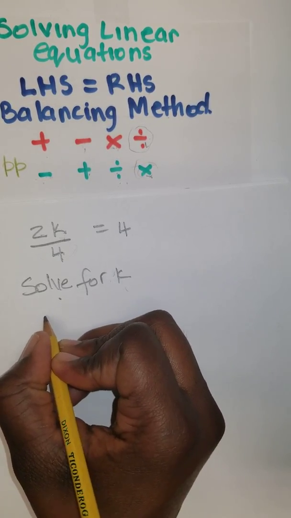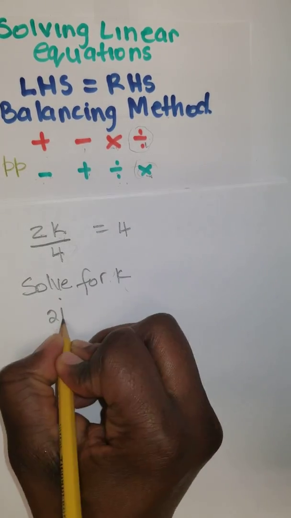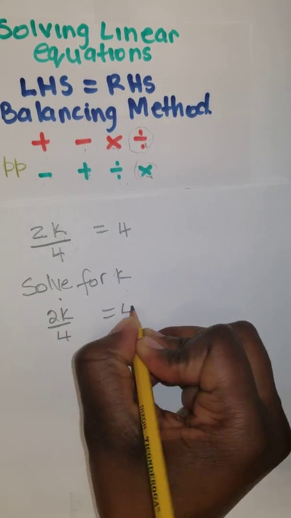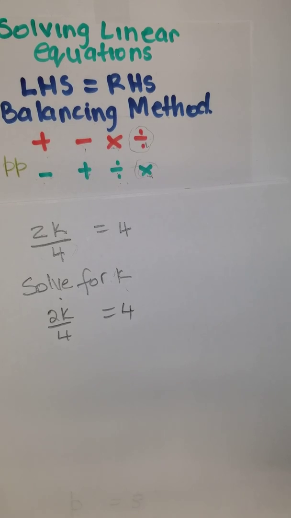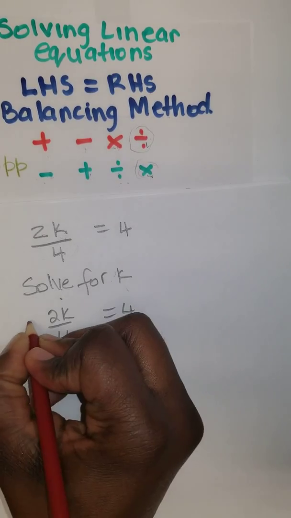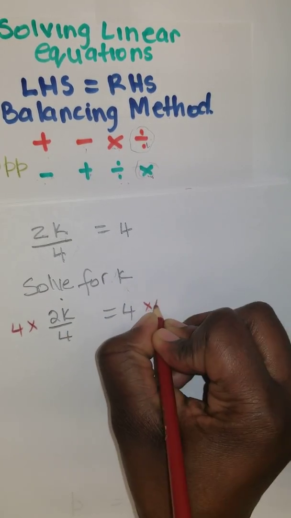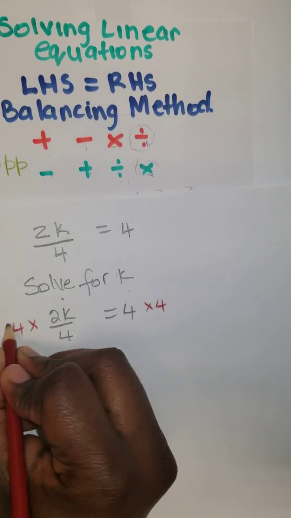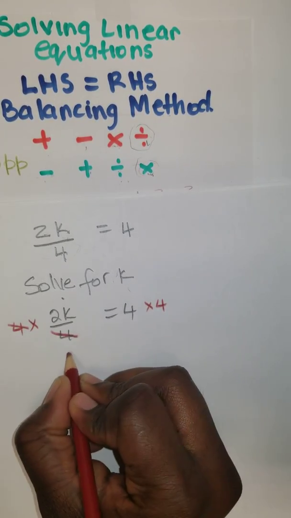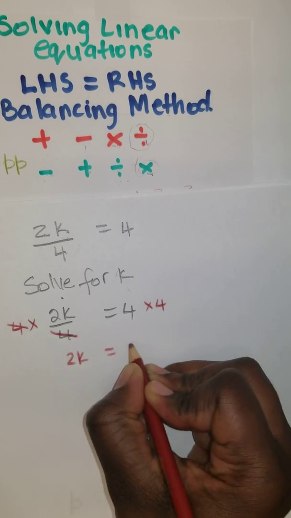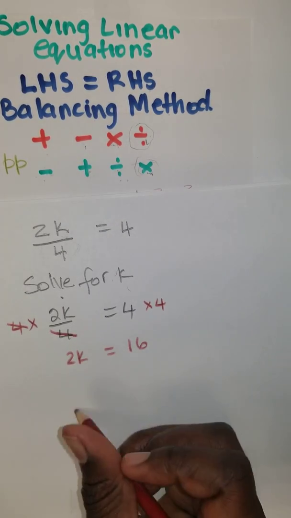So 2k all over 4 is equal to 4. Since the denominator is 4, we're going to have to multiply by 4 on both sides to balance. So this 4 cancels this 4. So 2k is equal to 16.